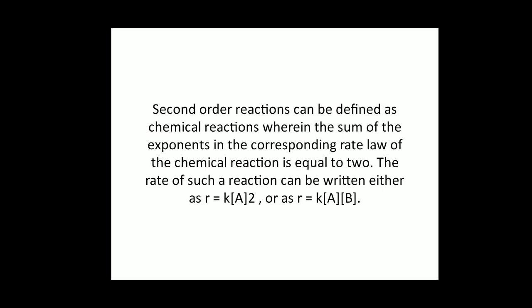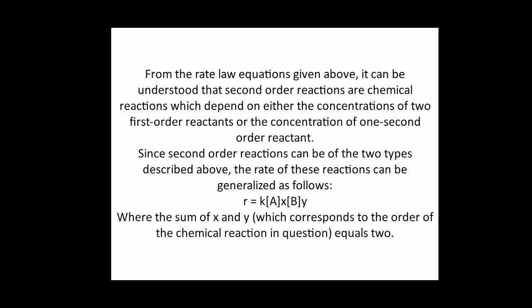A second order reaction can be defined as a chemical reaction wherein the sum of the exponents in the corresponding rate law of the chemical reaction is equal to 2. Always the concentration power is 2. The rate of such a reaction can be written either as R = k[A]^2 or R = k[A][B]. The brackets indicate the concentration of A and B.